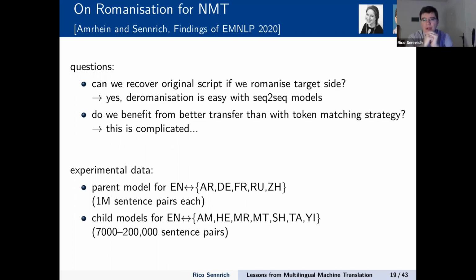This turns out to not be too difficult because a sequence-to-sequence model, on the character level, can train this quite easily, not too much data, not too long training. The other question that is a bit more complicated is whether we actually can benefit from some knowledge transfer if you use this romanization strategy, and if this is then better than token matching. So we tried this with some parent models of different languages, different scripts, where we used more resources, and then we had some very low resource child languages.